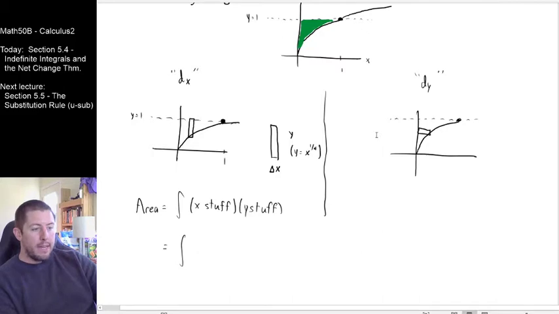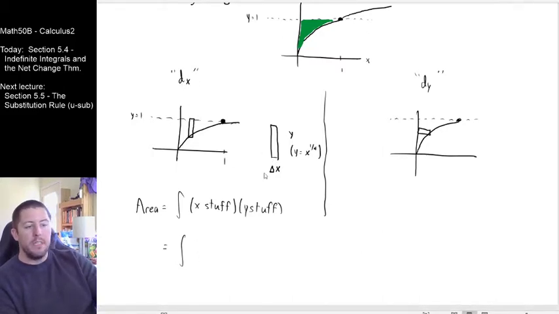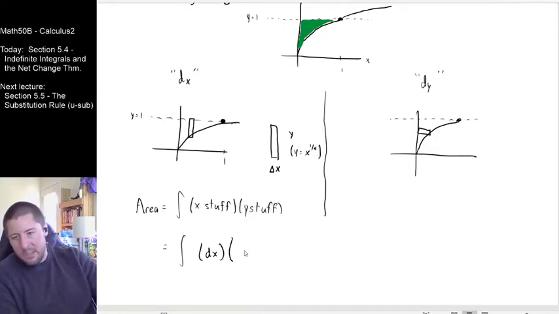So what's my x stuff in this case? Well, it's dx. That's what the x component of each individual rectangle is. What's my y stuff in this case? Well, y is x to the 1/4. This is my y component. What is the height of each point on a rectangle? x to the 1/4, and that just depends on which x value you're looking at.